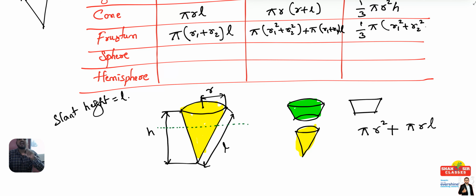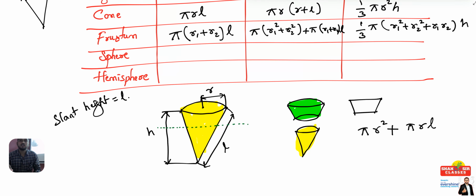In that you should add one thing extra. What is it? Plus R1 into R2. Only this one thing you have to add extra in volume. And next H as it is. So this is the formula to find the volume of a frustum of a cone. Any doubts? Did you understand? If you get confusion, you can substitute the values like this and you can make the formula. Understood? Concepts are clear? Good.